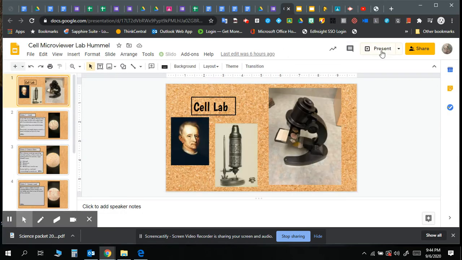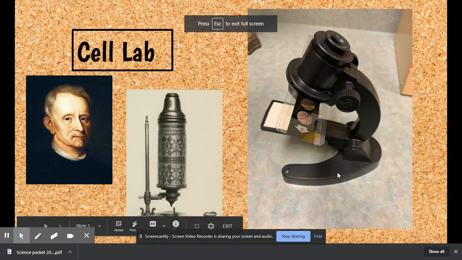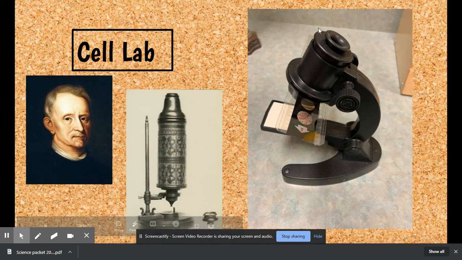So let me go ahead and pull this up. Now, if you were in the classroom with me, this is what we would have been using. This is a micro viewer, which is a little bit different from a microscope. A microscope is more for live samples. This micro viewer is actually pictures of cells. So they are still pictures.